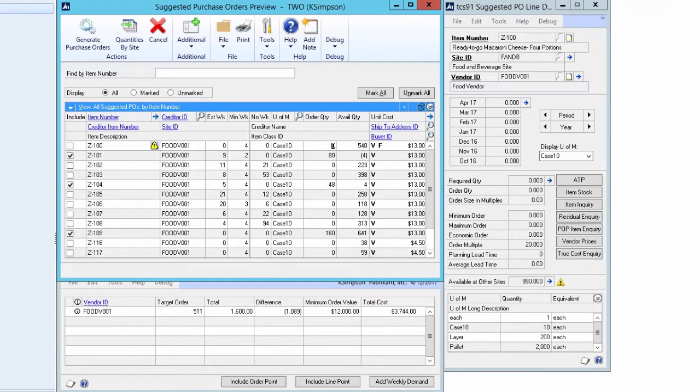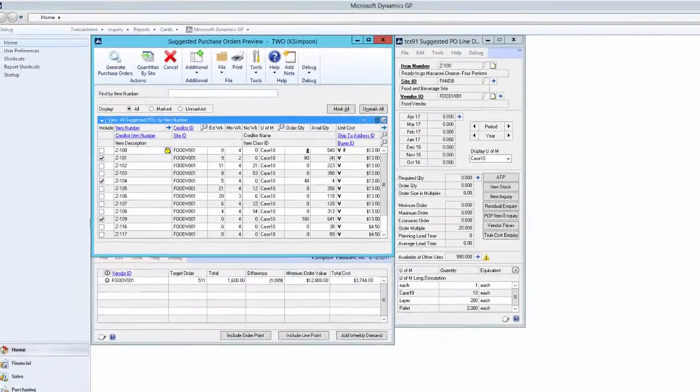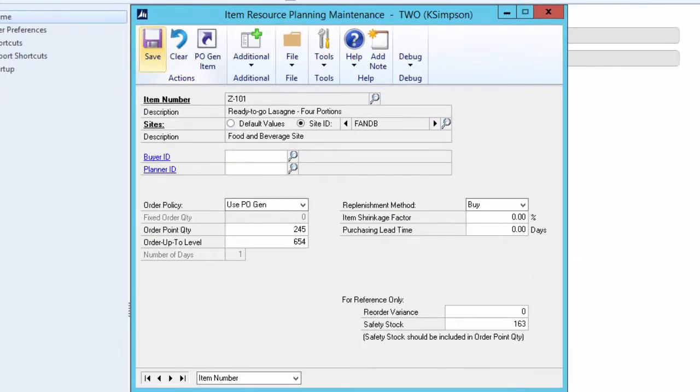There are two main ways of creating a purchase order in Dynamics GP: the PO Generator screen, and Purchase Order Entry, where the user may have information on reports to help him decide what to purchase, but essentially, it's a manual process and decision. The values on the Resource Planning Maintenance window, which we see here, are the ones that are used by the PO generator.